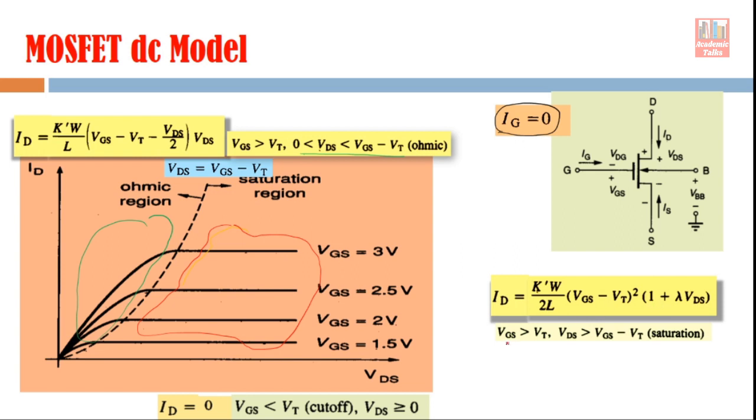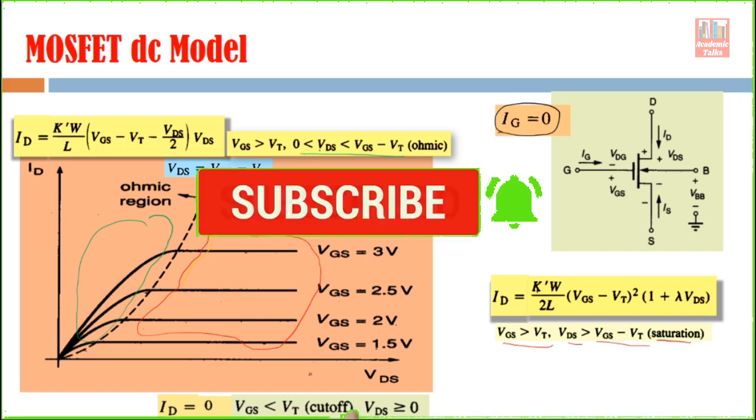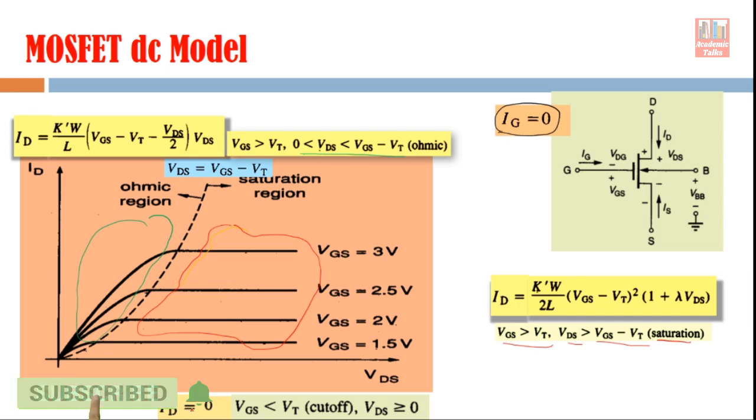Now here you can see, of course gate source voltage has to be greater than VT, but VDS, if you look here, it is greater than VGS minus VT, beyond the pinch off region, and it is the saturation region. Now here on the bottom side you see another equation is listed that corresponds to the cutoff region.